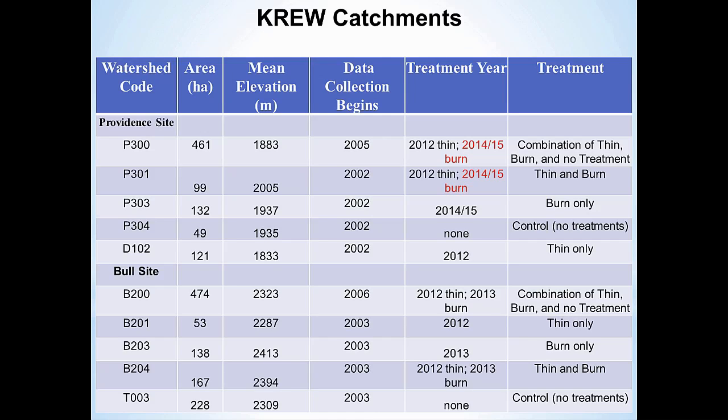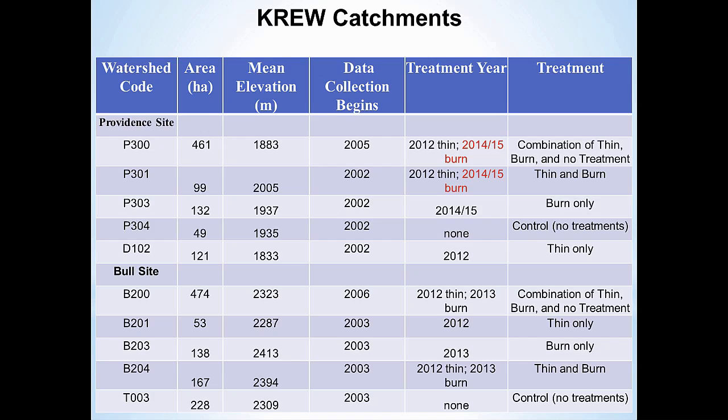And this is a kind of messy table, but it just shows the elevation and area. So let's just focus on the elevation. We are going from over 1,800 to 2,300 meters in elevation. Okay. So about 500 meters of elevation gain.